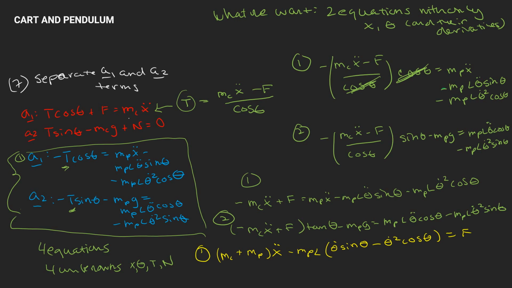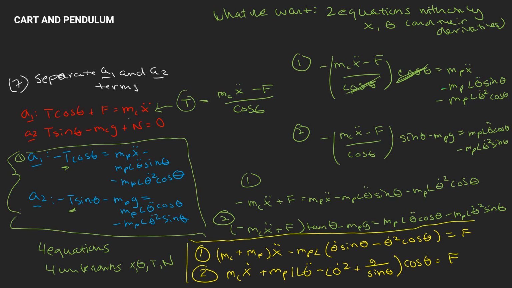This one takes a little bit more rearranging. We have to divide by tangent. But again, if you work it out, what you will ultimately get is the following. So we have MC x double dot plus MP times L theta double dot minus L theta dot squared plus g over sine theta, all times cosine theta, and that is also equal to F. So again, now we have these are our two equations of motion for our system.